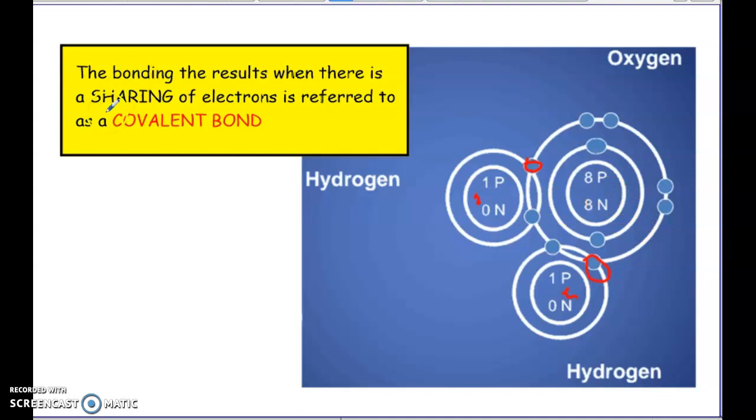So this type of bond is called a covalent bond. So that's why sometimes molecular compounds are called covalent compounds. It's because it has a covalent bond. So this is talking about the sharing of electrons.